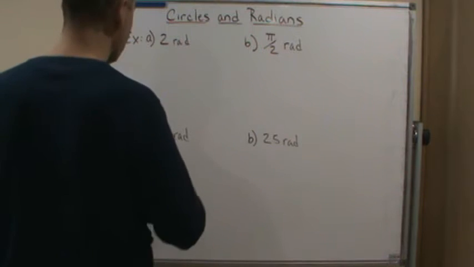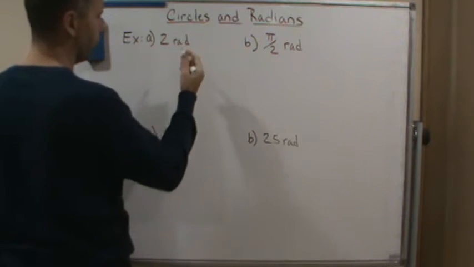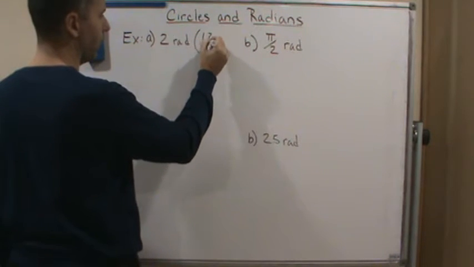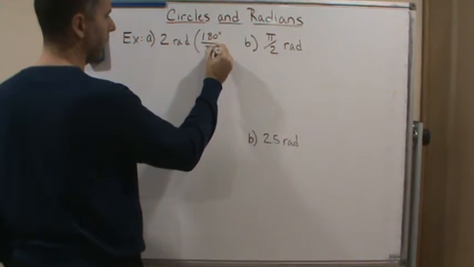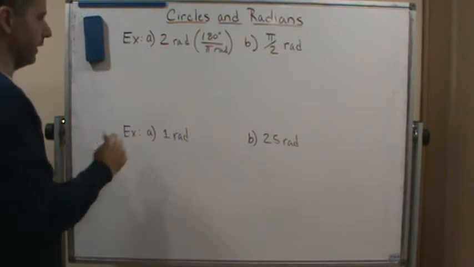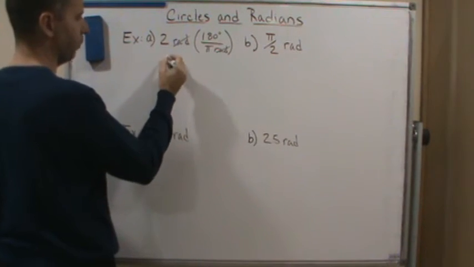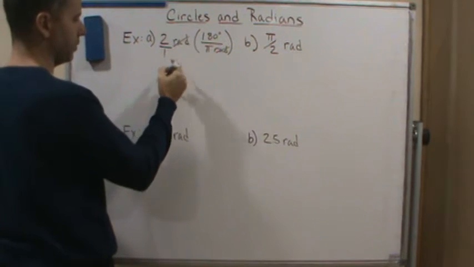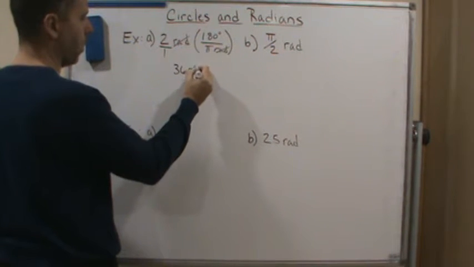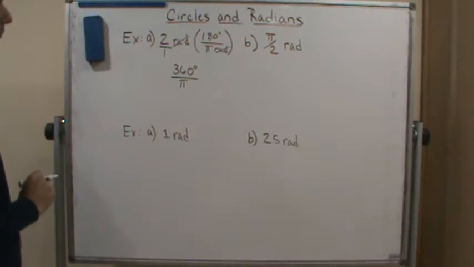Here we have 2 radians, and we want to convert it to degrees. Well, again, we're going to multiply this by the conversion factor. So we need degrees on top, so we're going to do 180 divided by pi radians. And again, the radians cancel, and we're left with degrees. So then we get what? This is like 2 over 1, so it's going to be 2 times 180. So that's going to be 360 degrees over pi. Okay?